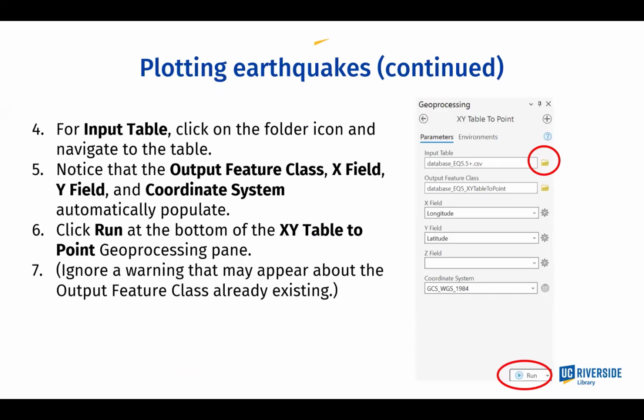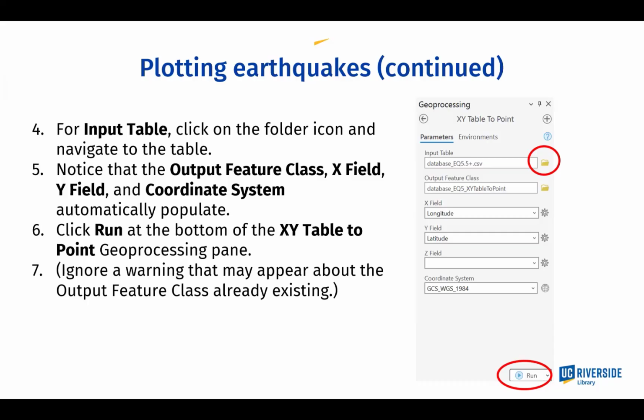So once you click on that XY Table to Point option, you get an interface that looks like this. What you would want to do is, for the input table, navigate to wherever you had stored that table, which is probably in your downloads or whatever folder you've put it in. And then once I have chosen that table, you'll see that it will automatically give a name for your output feature class, which means the layer that's going to be in the map. And you can change that name later, but that's just what they do for starters.